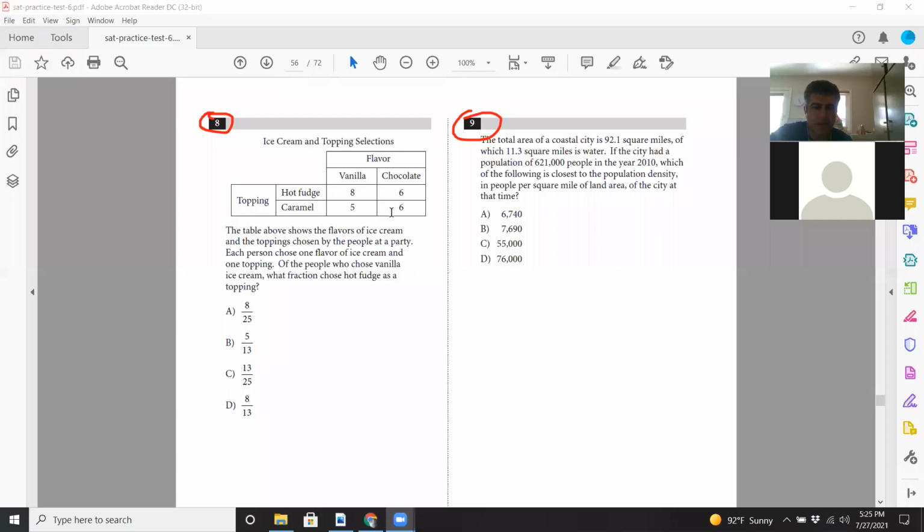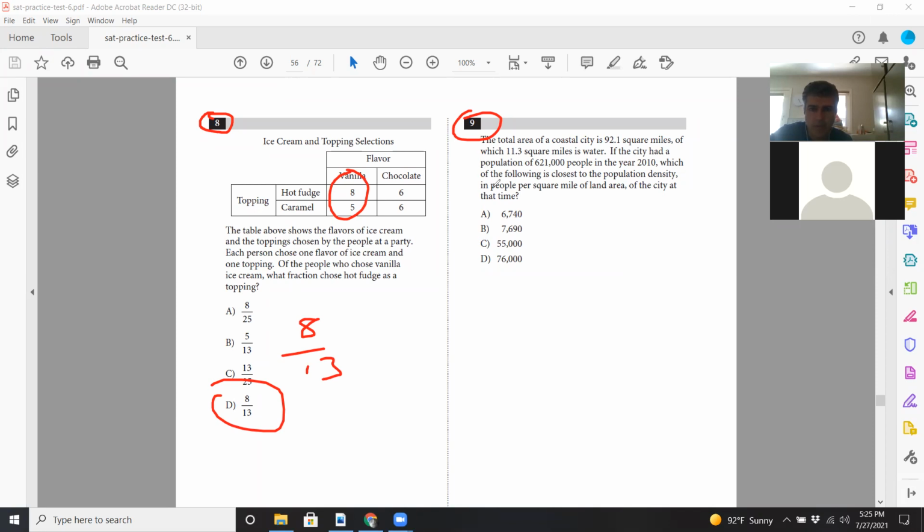This makes sense. So for number 8, of the people who chose vanilla, obviously only 13 people chose vanilla. How many want hot fudge? 8 out of 13. So that's very simple. That's called a conditional probability. So just make sure you know what total you're dealing with and then what the favorable outcomes are. There's 8 favorable outcomes of the 13 people who had vanilla ice cream. Favorable meaning having hot fudge.